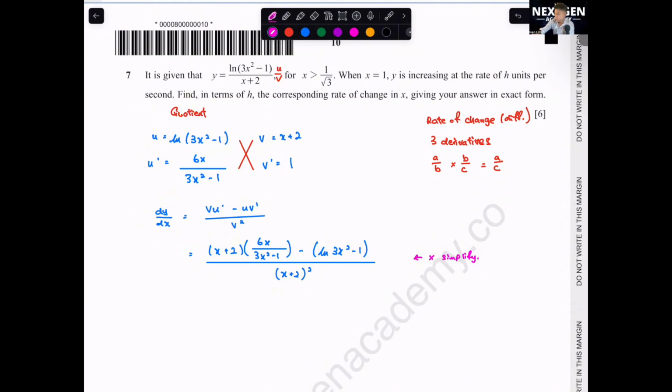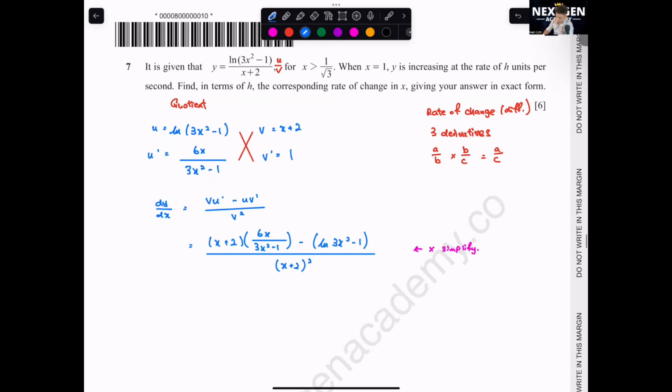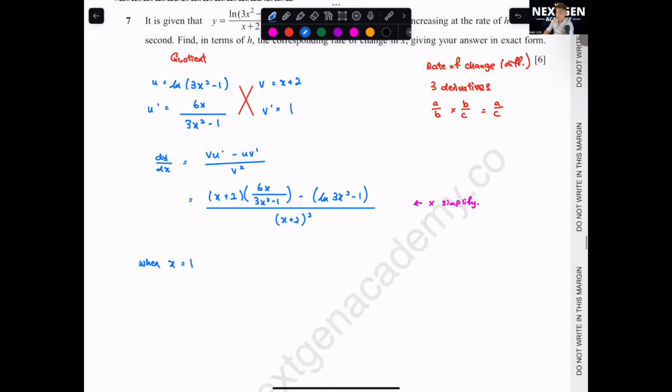Now we are going to substitute x equals 1. So at x equals 1, your dy over dx, you can straight away put in the values, will be 1 plus 2, times 6 over 3 minus 1, minus ln of 3 minus 1.